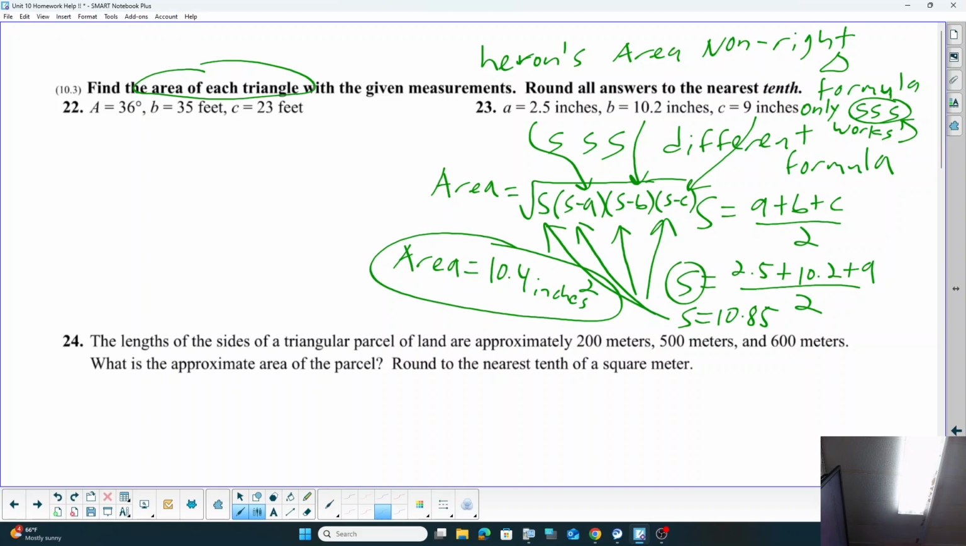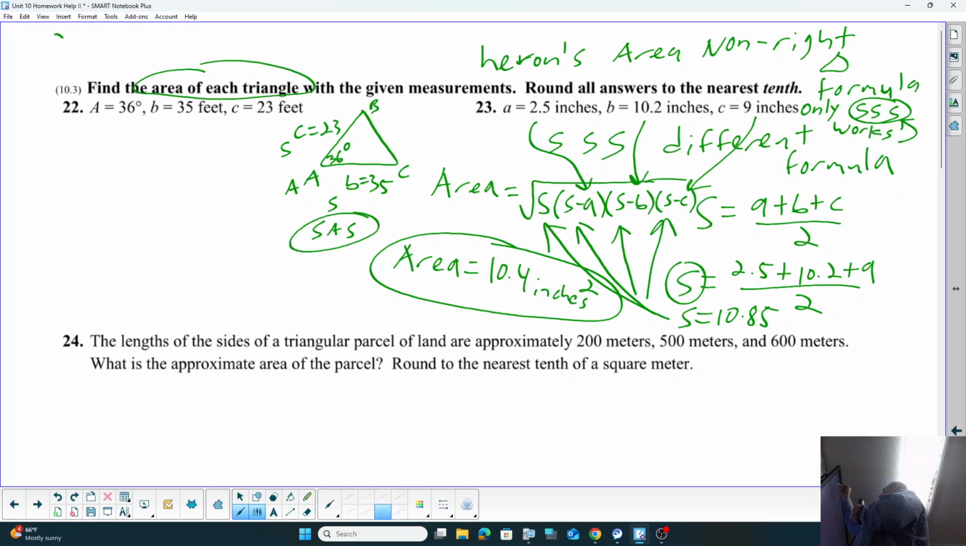Cool. Let's use the other weird formula. Or you can find using law of cosines first. And then this one is already side angle side. If you draw this triangle, ABC, so A is 36 degrees. Across from that is little c, which is 23. And then across from big B is little b, which is 35. So we already have side angle side. So we can use the other formula.